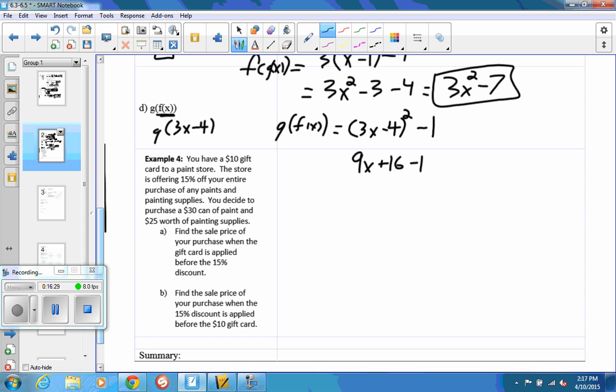Guys, 3x minus 4 squared is 3x minus 4 times 3x minus 4, minus 1. Oh, there's two of them. Squared. Oh, that's them squared. So I've got to FOIL.